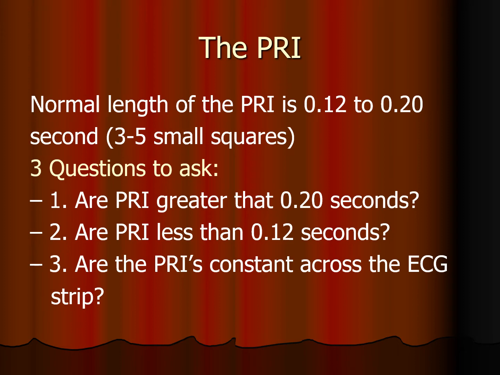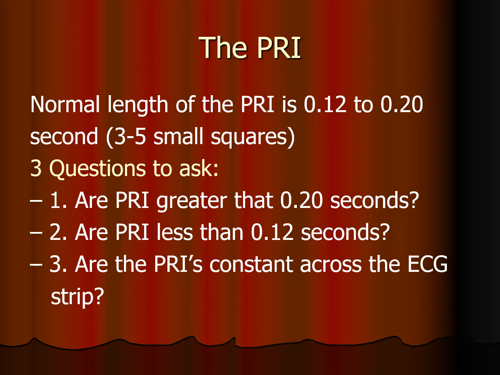Is the PR interval greater than 0.2? So is it bigger than a large box? If it is, we do not have sinus rhythm. Well, we don't have perfect sinus rhythm. Okay. Are the PR intervals less than 0.12? Remember, we're mapping our walk, so to speak.